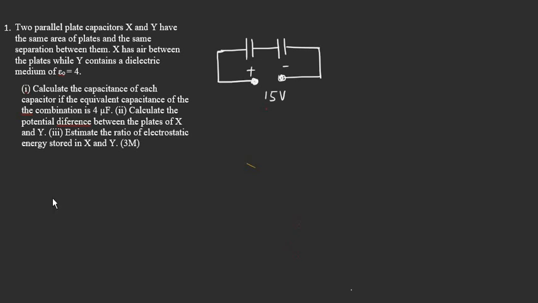Two parallel plate capacitors X and Y have the same area of the plates and the same separation between them. X has air between the plates while Y contains a dielectric medium of dielectric constant 4. Calculate the capacitance of each capacitor if the equivalent capacitance of the combination is 4 microfarad.